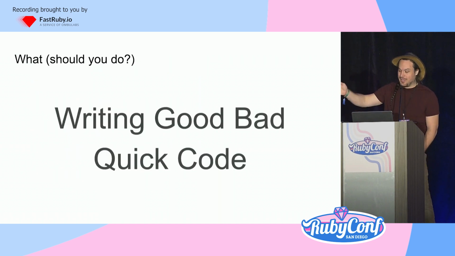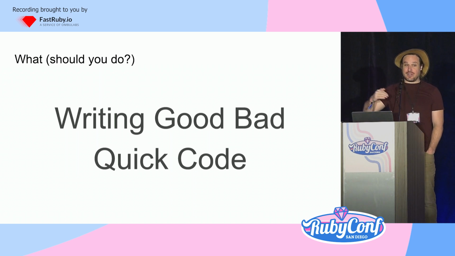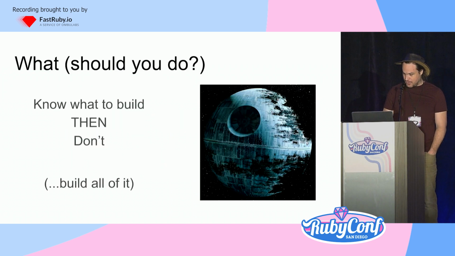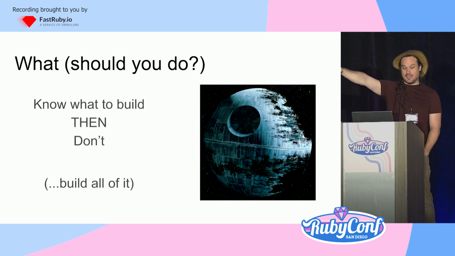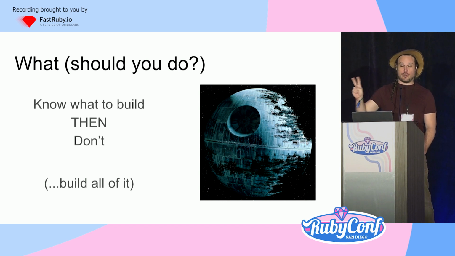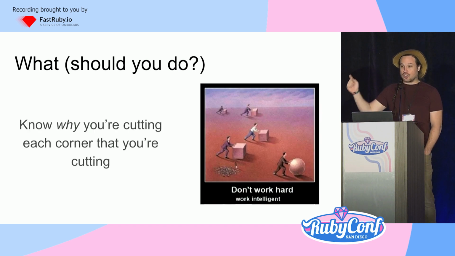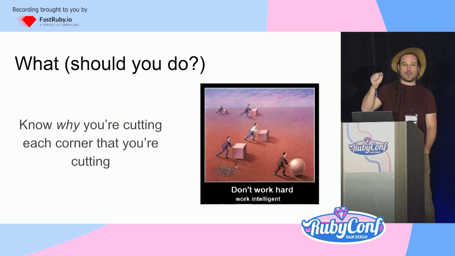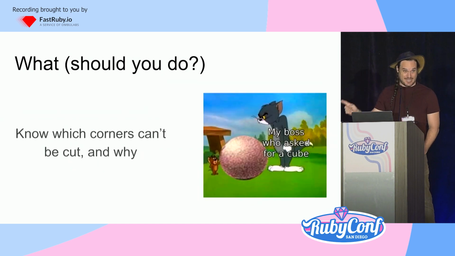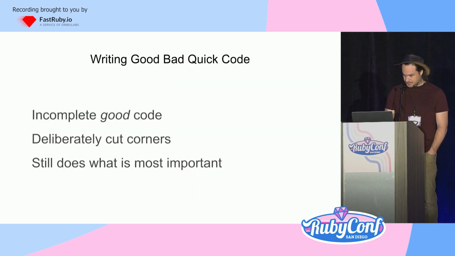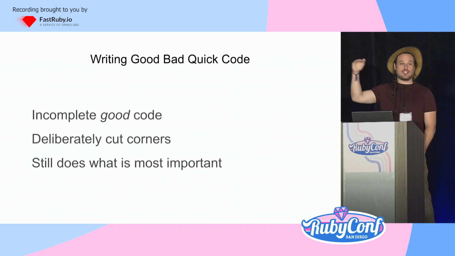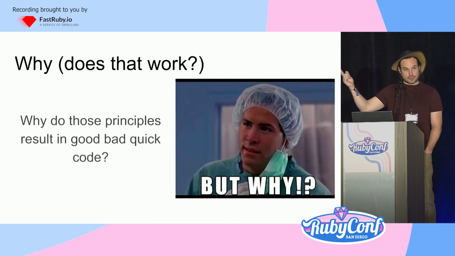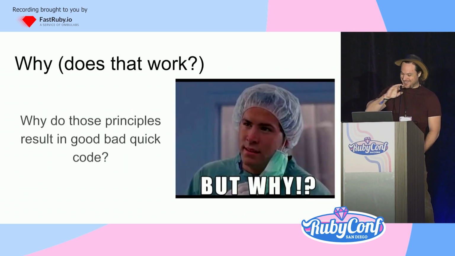So how do you write good, bad, quick code? And this is very opinionated. Feel free to disagree with me. This is the most important part. Figure out what you need to build, then don't build all of it. You're going to cut a bunch of corners, but you want to spend your time thinking through which corners you're cutting so you know why each corner is reasonable to cut and useful to cut, and which ones you can't cut. So it's all about not doing things rather than doing things poorly. So this results in good, bad, quick code.